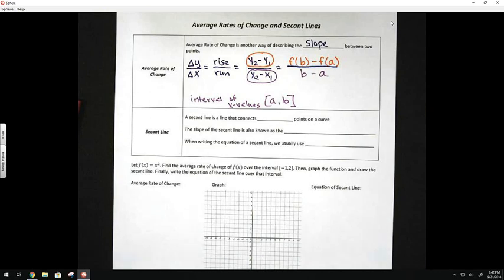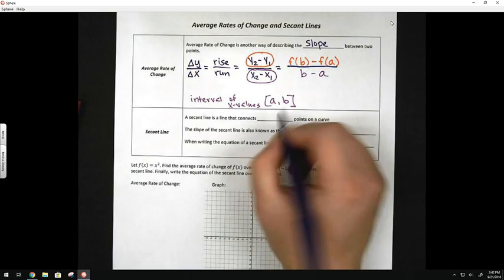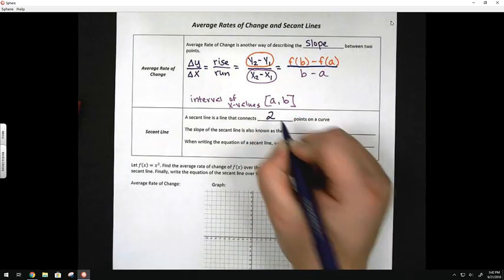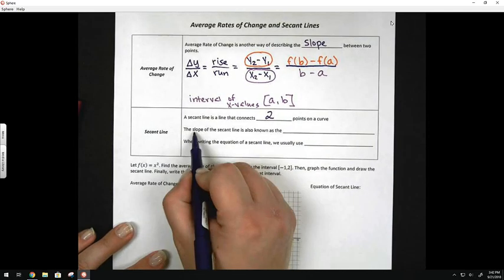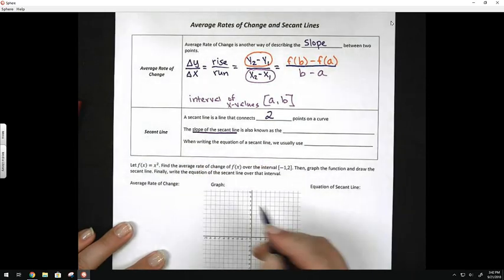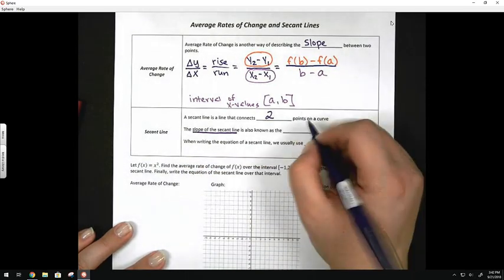A secant line, you've probably heard this back in geometry, but a secant line is a line that connects 2 points on a curve. So we just talked the other day about a tangent line and how it hits a curve once. A secant line goes through a curve and hits it twice. The slope of the secant line is also known as the average rate of change.